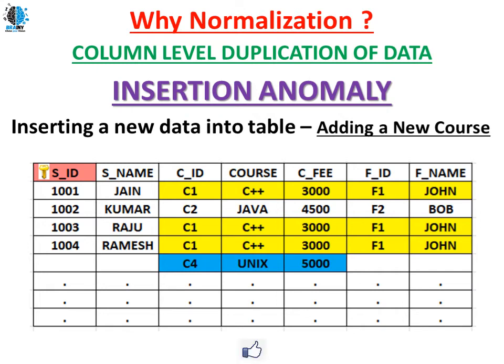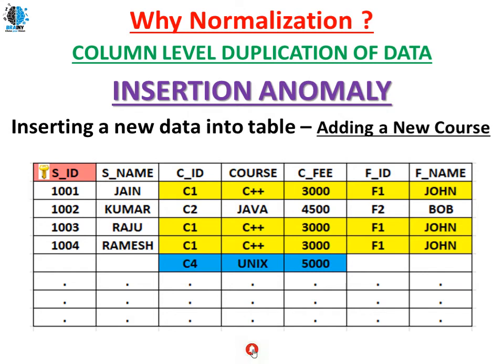The fee is 5000. So by seeing the advertisement, the student will enroll. So logically I have to first launch the course, then students will join the course. If I go with that logic in this table, I will get an error. Why will I get an error?